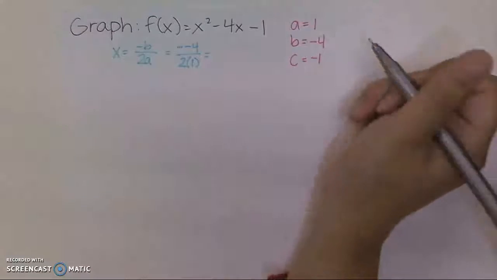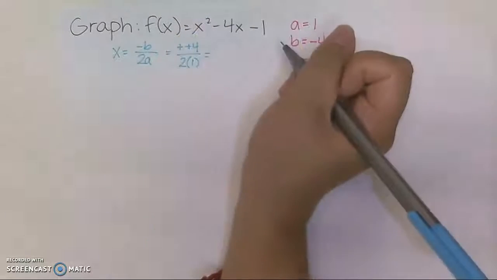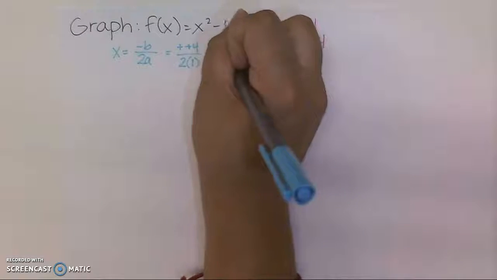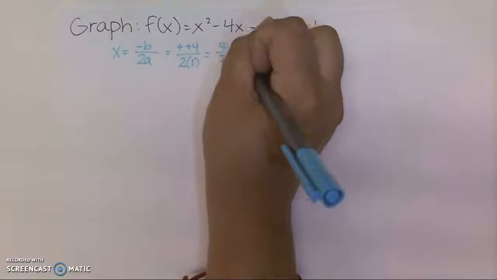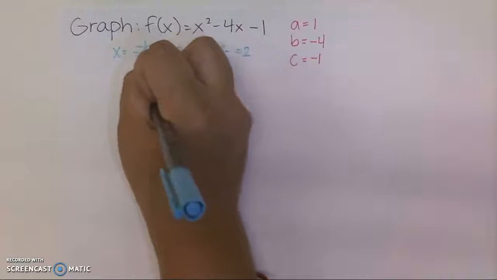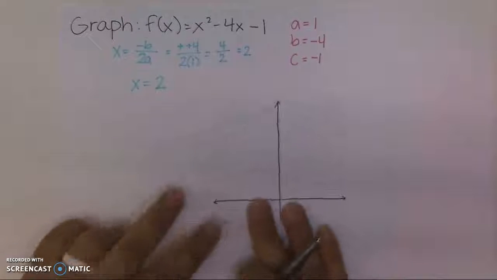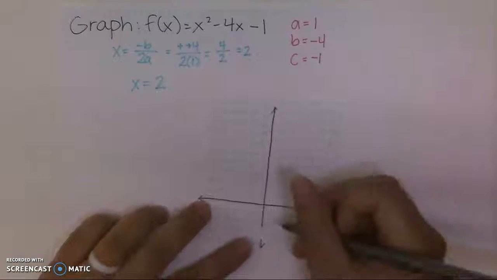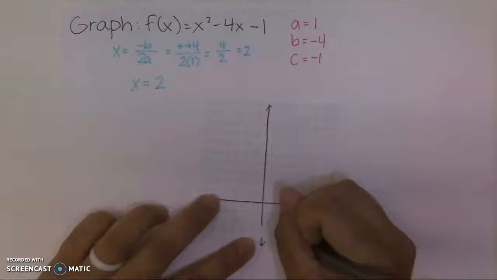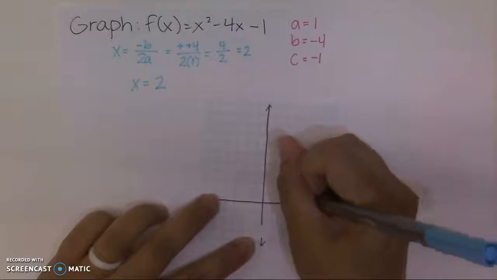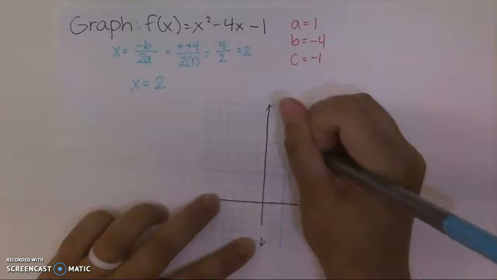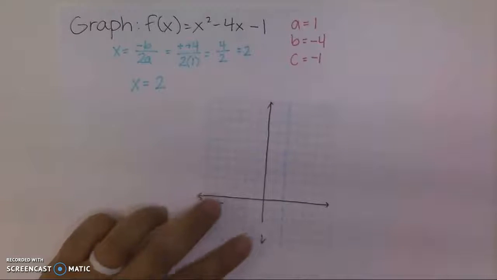So we've got a double negative there. We know double negatives turn things positive. So we've got 4 over 2, which is 2. So my axis of symmetry is x equals 2. On my graph, I am going to put a dotted line on 2. And because our axis of symmetry is a vertical line, that is why we're putting a dotted line on 2.